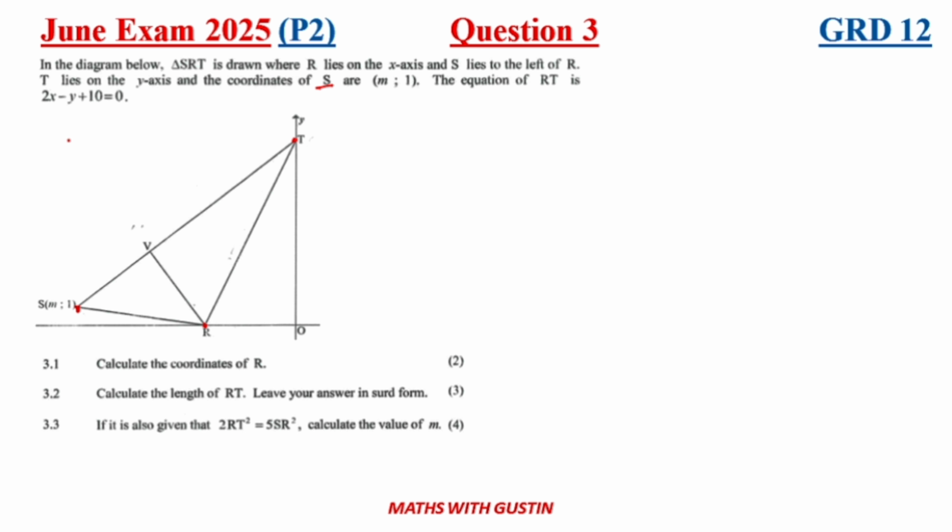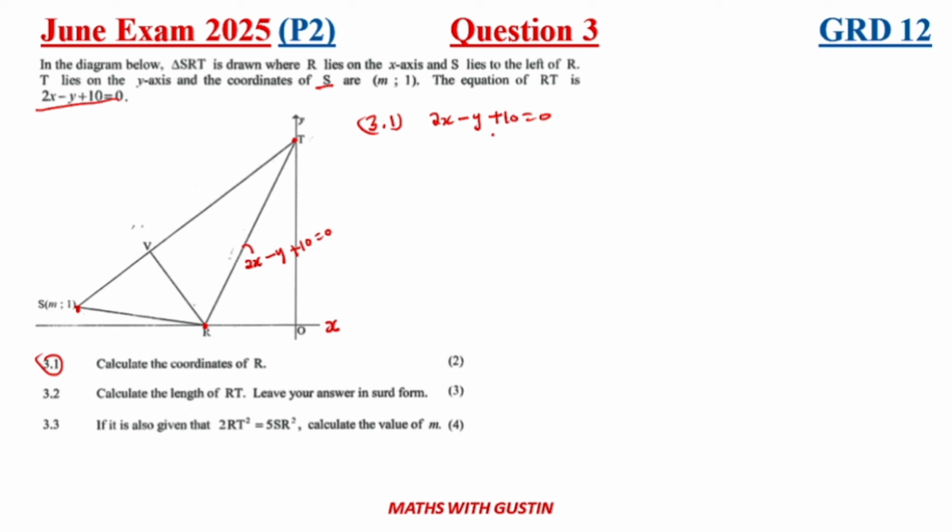The equation of RT is given as follows. So we have got the equation of this line here as written there, 2x minus y plus 10 is equal to 0. All right, so now let's go to 3.1. 3.1 says determine the coordinates of R. The coordinates of R is sitting right here, at the x-axis. So therefore R is our x-intercept on this equation. So the equation that is given for us at RT is 2x minus y plus 10 is equal to 0.